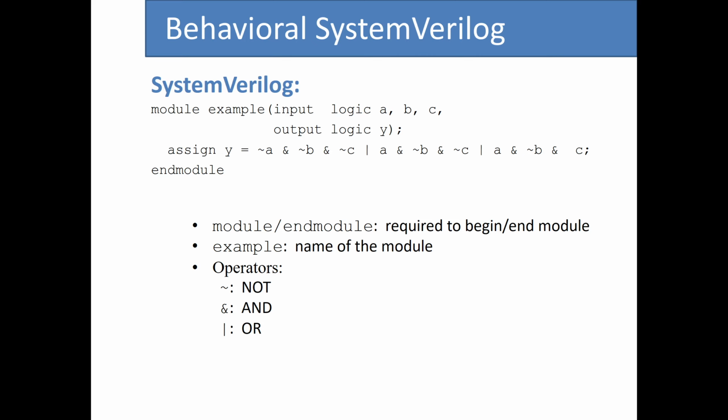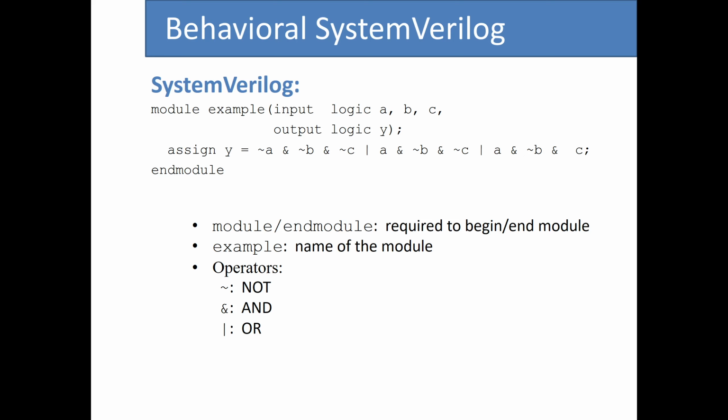As I said, there are several things to consider. The first thing is module and endmodule. It is a requirement for defining any module in System Verilog. Anytime you want to define a module, you should have module and endmodule at the beginning and end of the module. The next thing is the name of the module that you want to define. Here we named it example.